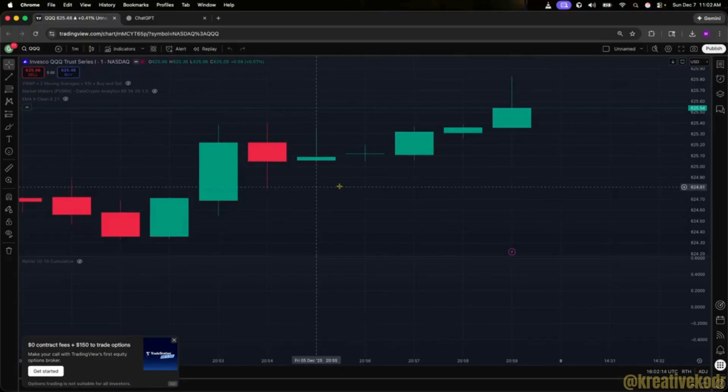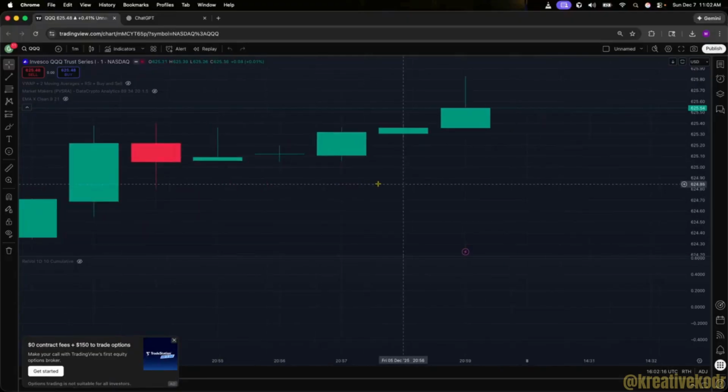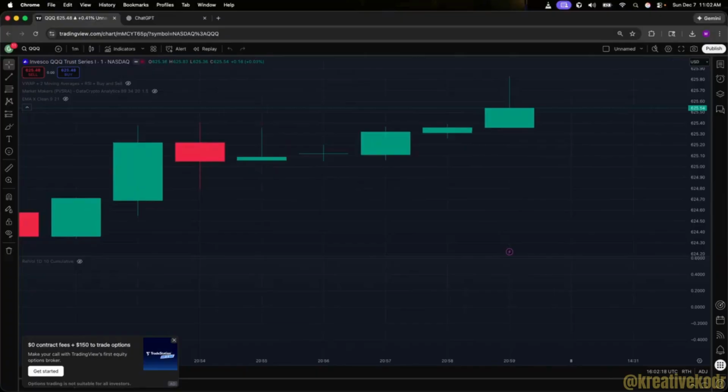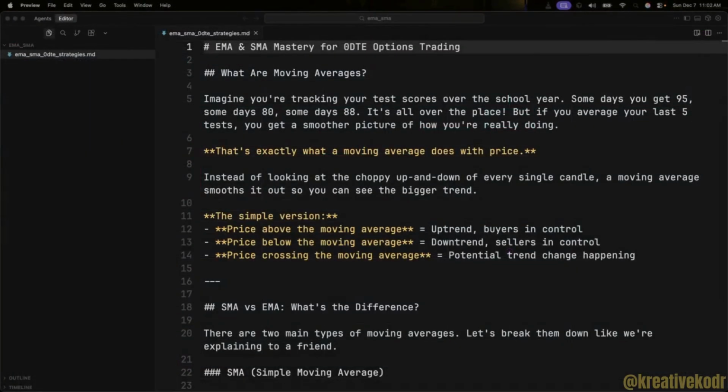Okay, I'm going to come back here so we can really understand our candlesticks. But let's go ahead and go back to Cursor so we can start to break down EMA. What is it? How does it work? And we're going to build out a strategy for y'all. So what are moving averages, right? So imagine you are tracking test scores over the school year. Some days you get a 95, other days you get an 80, some other days you get an 88, right?